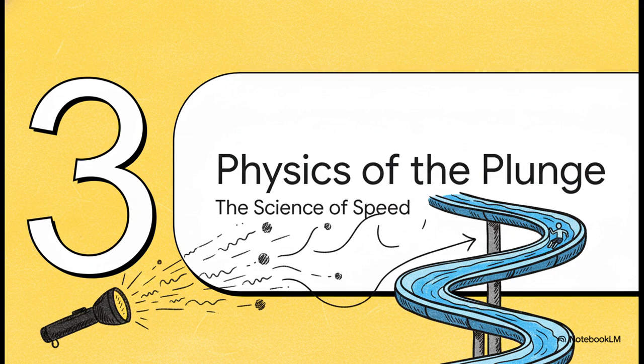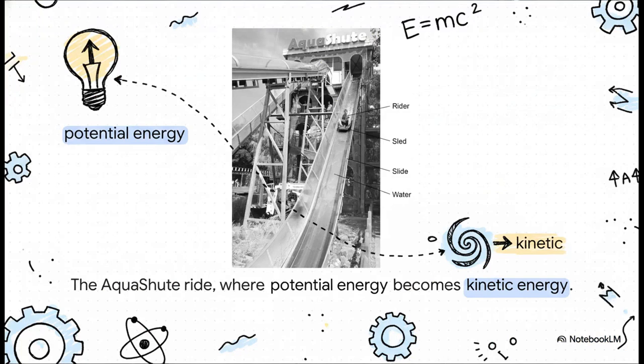Okay, so from that tiny flow of electrons in a torch, let's scale things way up to the massive rush of a person down a water slide. Now we're shifting our focus from electricity to energy and how it transforms from one form to another. And here we are, the Aqua chute. It looks like a whole lot of fun, doesn't it? But really, it's a giant open-air physics experiment.